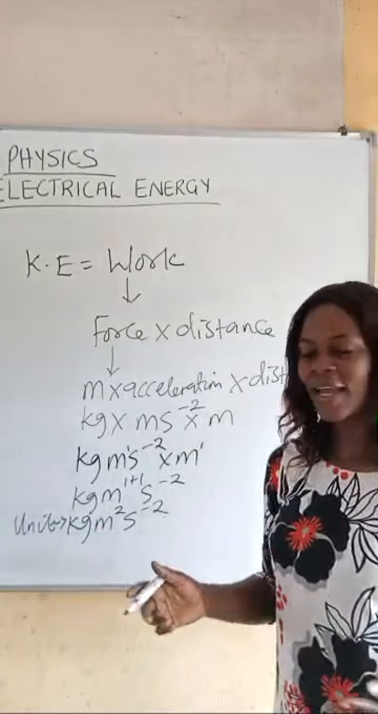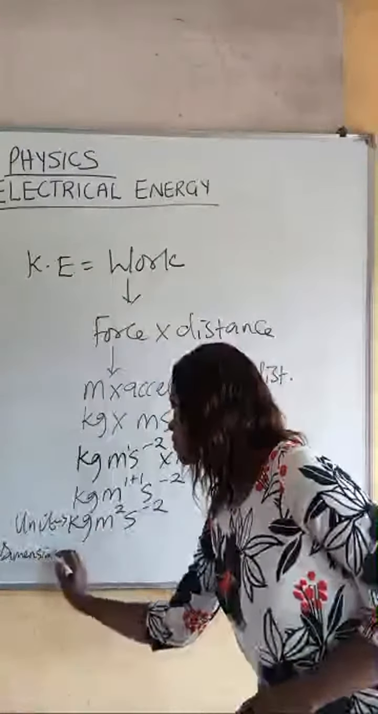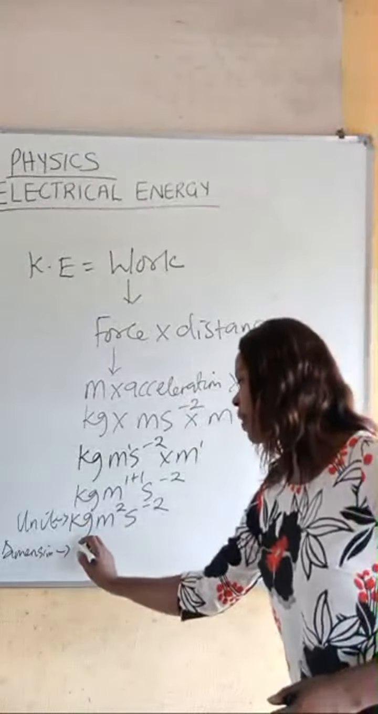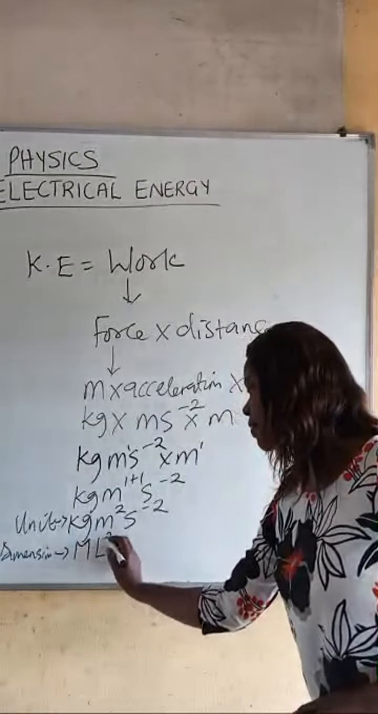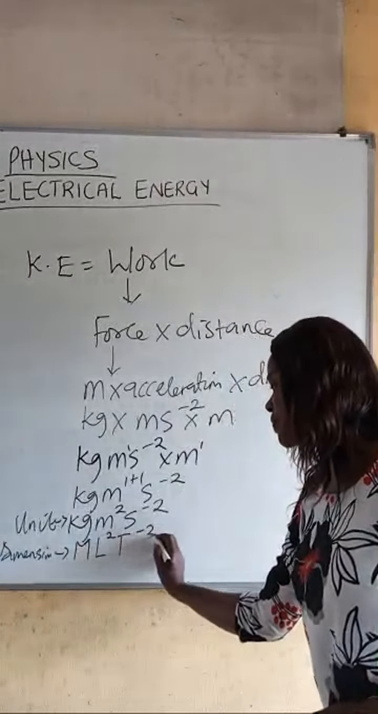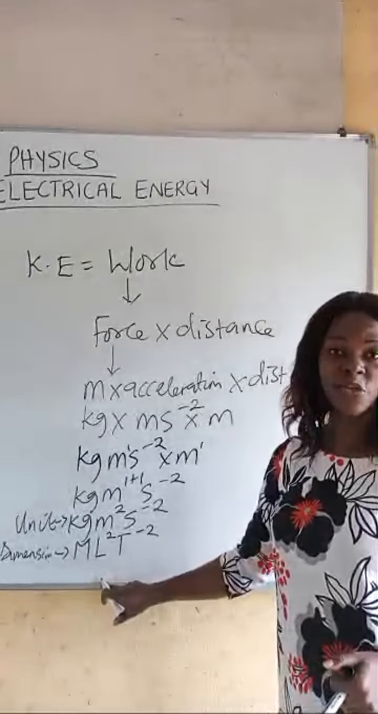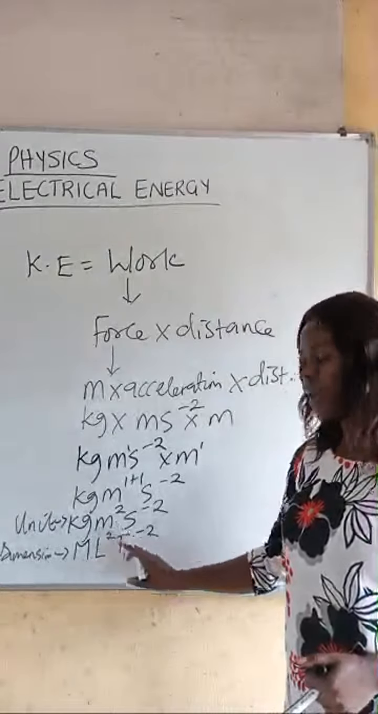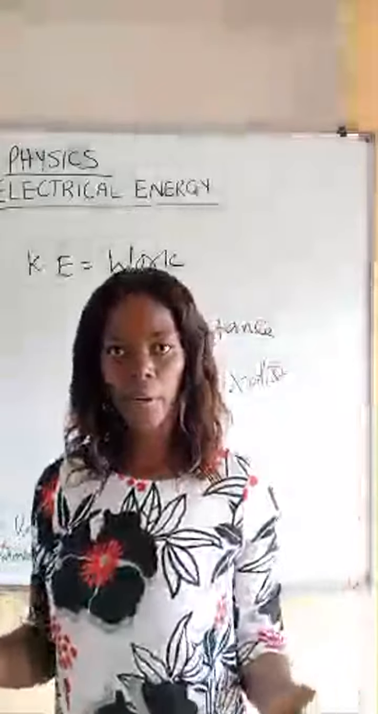What do we do now? We are going to get the dimension. The dimension is equal to, this is kilogram, the unit for mass, so I will say M, this is L, and this is T. So the dimension of kinetic energy, which is the same thing as work, becomes ML squared T to the power minus 2. I hope that is okay.